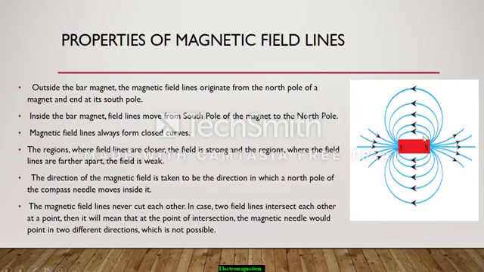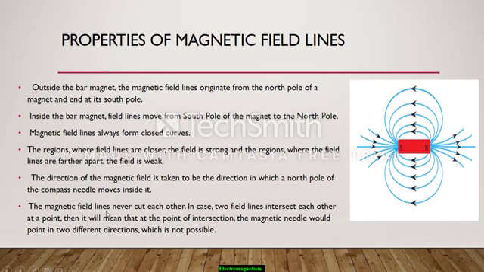Now, magnetic field lines always form closed curves. We can see that it is already closed. It is starting from north and ending at south. So all magnetic field lines form a closed path. The regions where magnetic field lines are closer, near the magnet, they are strong, and where they are far apart there is a weak magnetic field. The direction of the magnetic field is taken to be the direction in which the north pole points, which we already know.